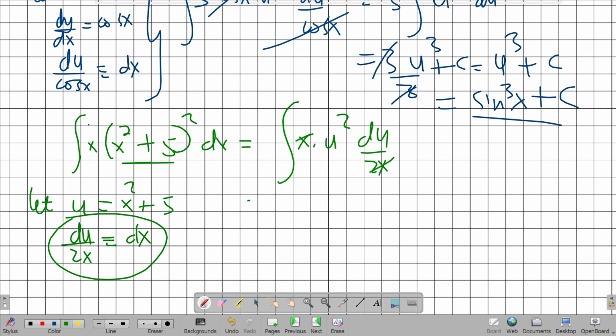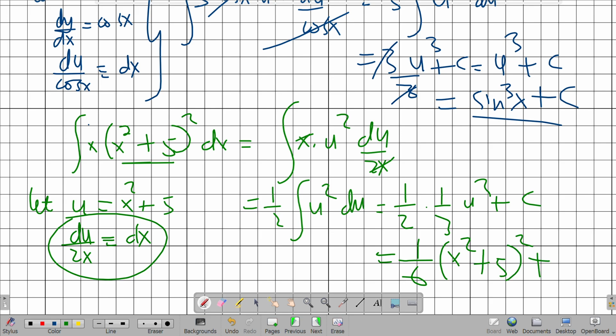cancel. We are left with half the integral of u squared du, which is equal to 1 over 2 times, I'm working ahead, plus 1 here, that's 3, 1 over 3 u cubed plus c, and our final answer is 1 over 6 u cubed, which is equal to 1 over 6 (x squared plus 5) cubed plus c.